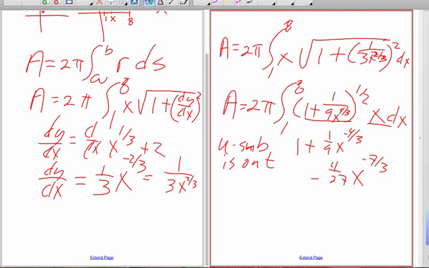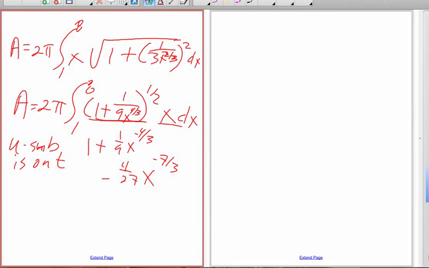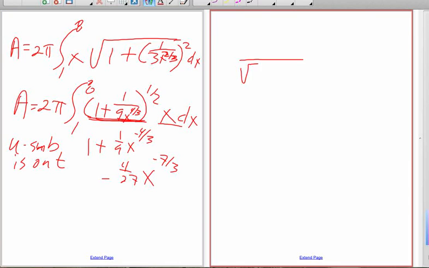So how are we going to do this? Don't scream at your calculus teacher. What you need to do then is get a common denominator in here. So my common denominator is going to be 9x to the 4/3. I'm just going to deal with this part of it now. So my denominator will be the square root of 9x to the 4/3.